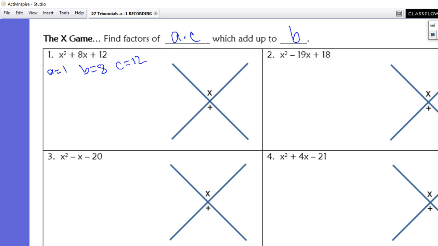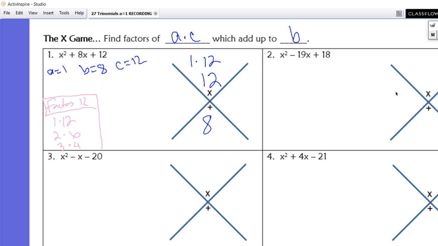So I've got to do a times c. I'm thinking 1 times 12 in this problem, and that's 12. And then I need to add up to b. B in this problem is 8. So I need to think about ways that multiply to 12, which would also add to 8. We're going to be thinking for a little bit. So we need to think about factors of 12. Those are ways to multiply up to 12, things like 1 times 12, 2 times 6, and 3 times 4.